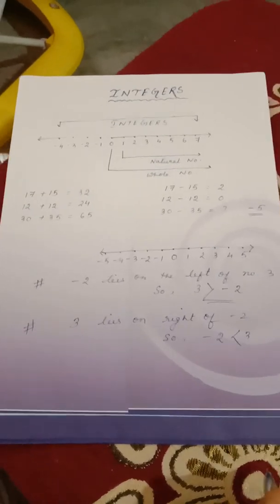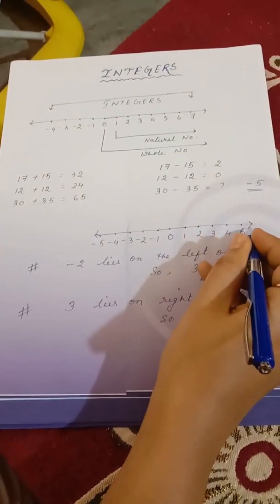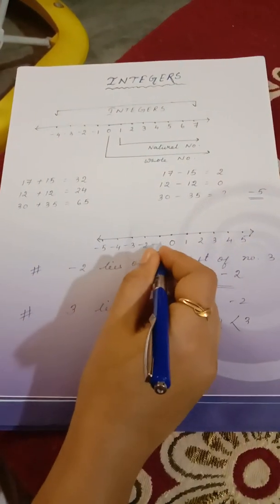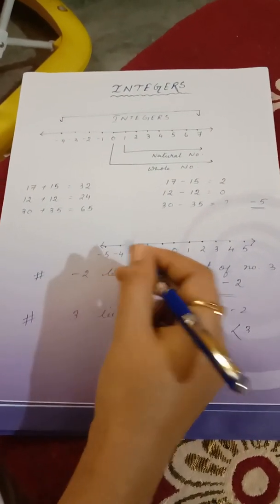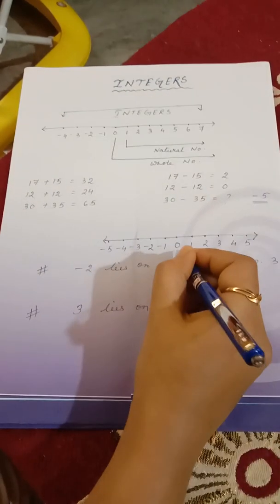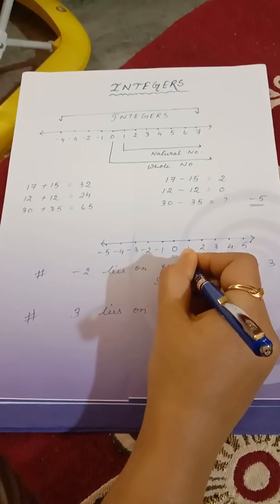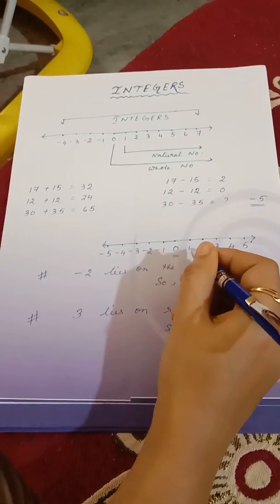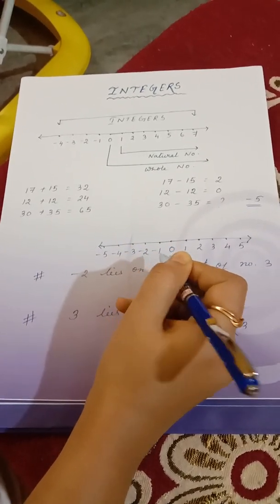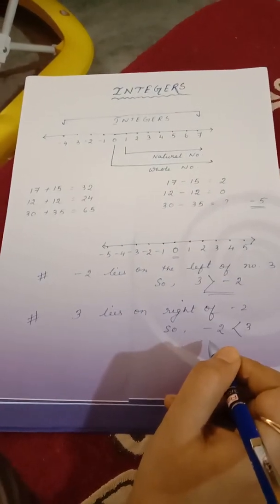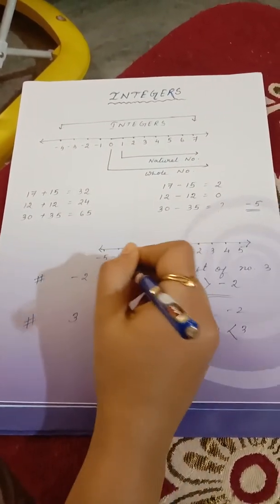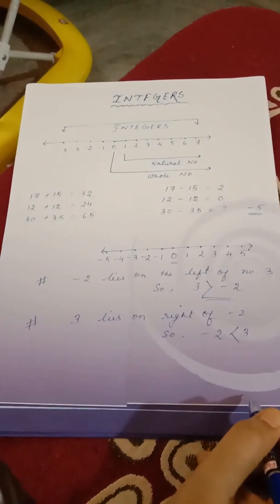Number right to 0 on the number line is larger in its value, and number left to 0 on the number line is smaller in its value. 0 is less than any positive integer and greater than any negative integer, and any positive integer is greater than any negative integer.